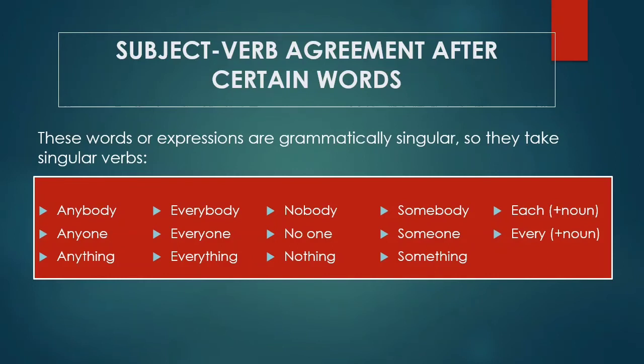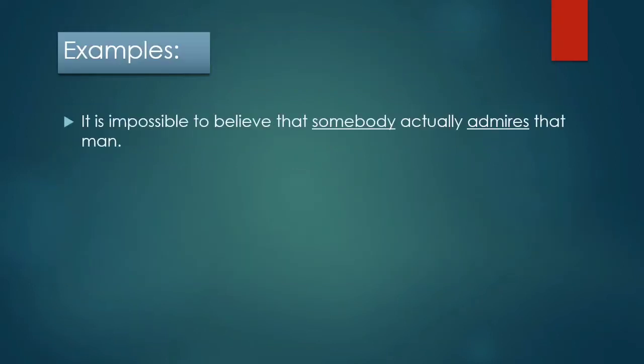Those words atau kata tersebut adalah singular. Jadi, ketika sebuah kalimat menggunakan subjek dengan kata tersebut, maka verbnya juga harus singular. For example, it is impossible to believe that somebody actually admires that man. Dalam kalimat ini, subjek somebody yang merupakan singular diikuti dengan verb admires yang juga singular.